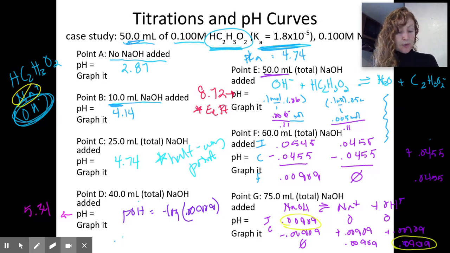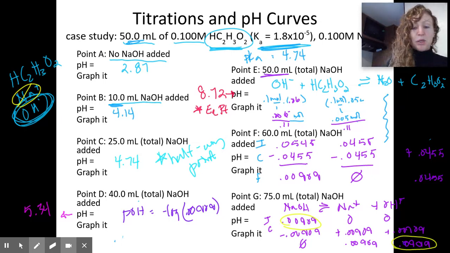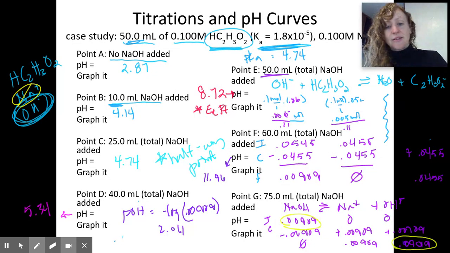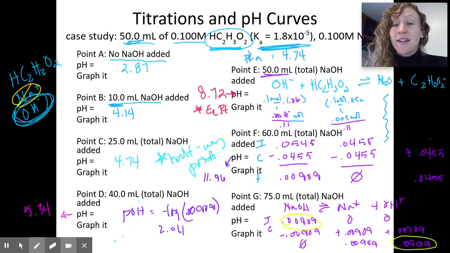Okay, so we're going to take the negative log of this, get a pOH, which is 2.04, subtract that from 14, which is 11.96. So the pH at this point, at point F, is 11.96. Pretty big jump, but at this point in time, we're accumulating hydroxide. We would probably predict that once we start to accumulate hydroxide, we're going to see a pretty big jump.